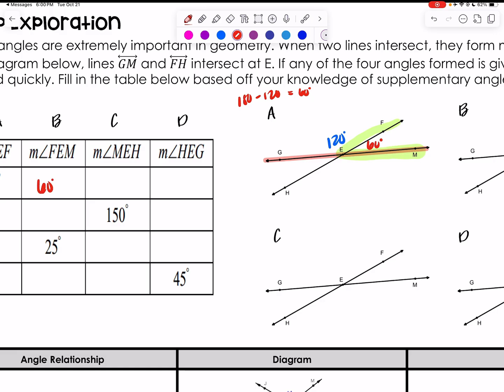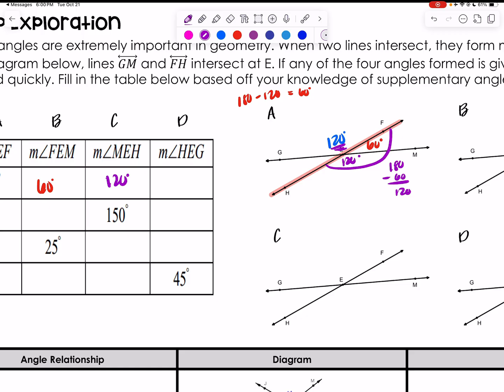Now, we want to find angle MEH. So angle MEH, well, wait a second, how will I find that? Well, if I look here, that is going to be on the same line as the 60-degree angle that we just found. So if we go through the same thought process, we can do 180 minus 60, and that'll give us 120. Wait a second, we already have a 120 in our image.